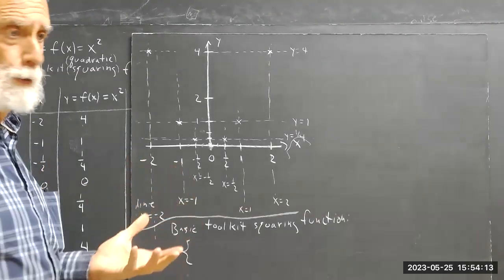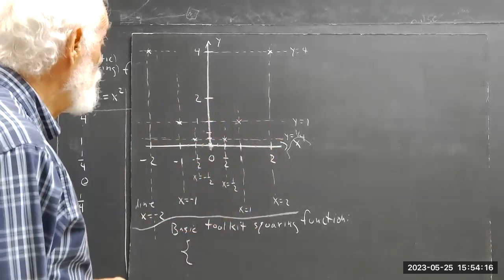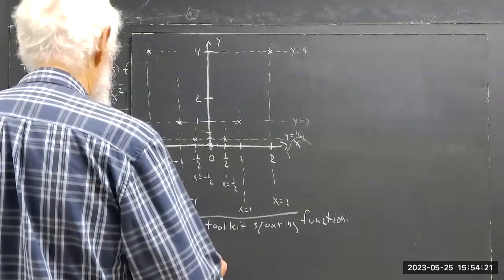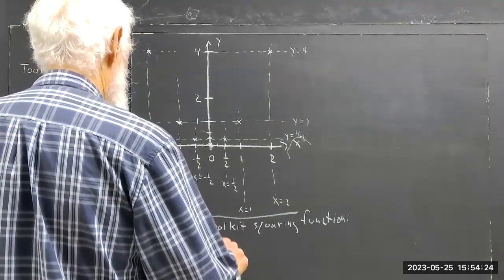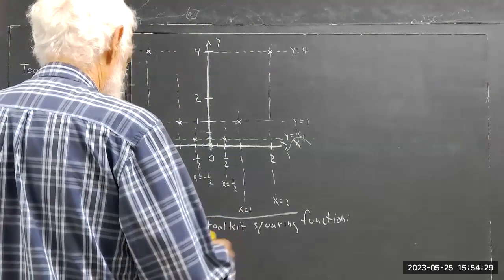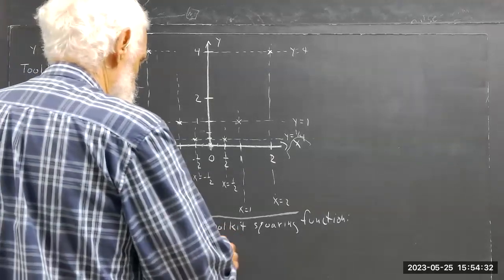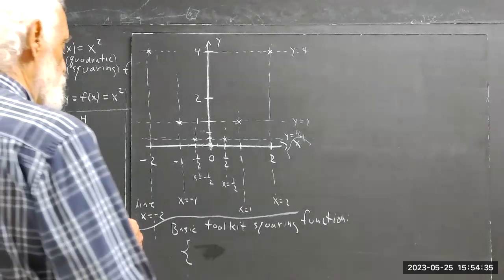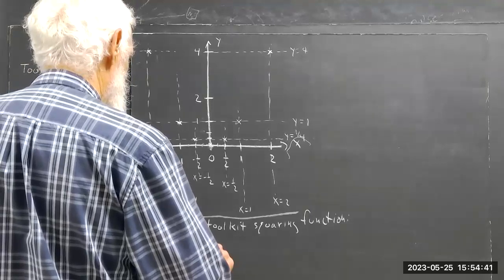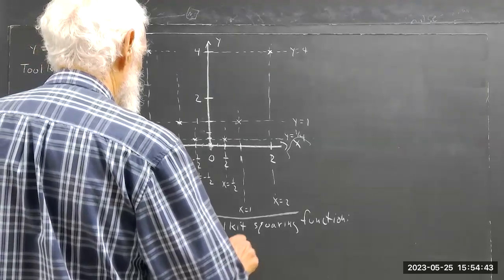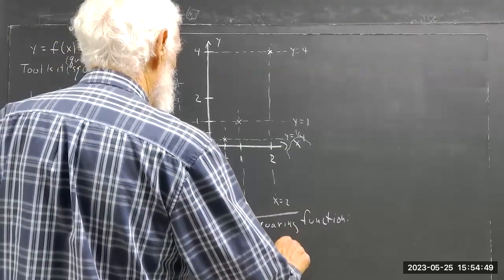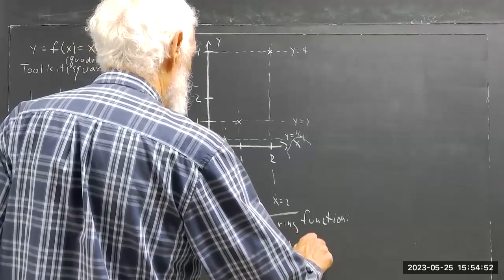It's not humanly possible to always do that. It's going to slow things down sometimes. But okay, we use the brace. Basic toolkit squaring function consists of the point -2, 4, and the point -1, 1, the point -1/2, 1/4.